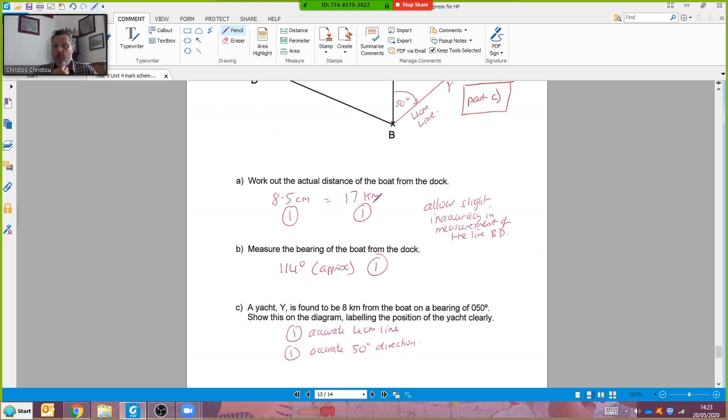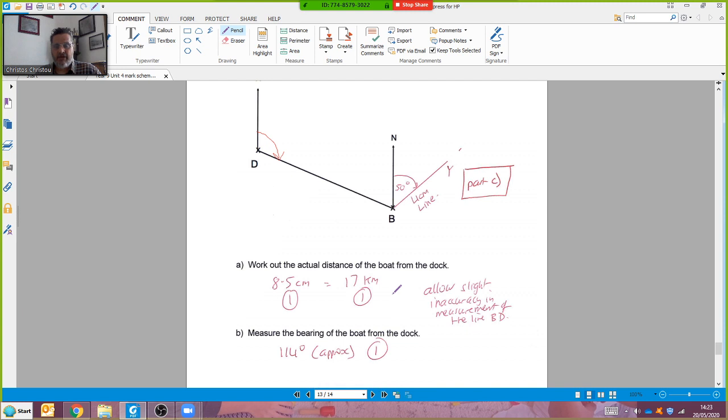Next one, we've got a boat, now we've got a yacht. A yacht, which I've called Y, is found to be 8 kilometers from the boat on a bearing of 050 degrees. So we're looking for something 4 centimeters on our scale away from boat B at a bearing of 50 degrees relative to the north line. So you've got 1 mark for the 4 centimeters and 1 mark for the 50 degrees.